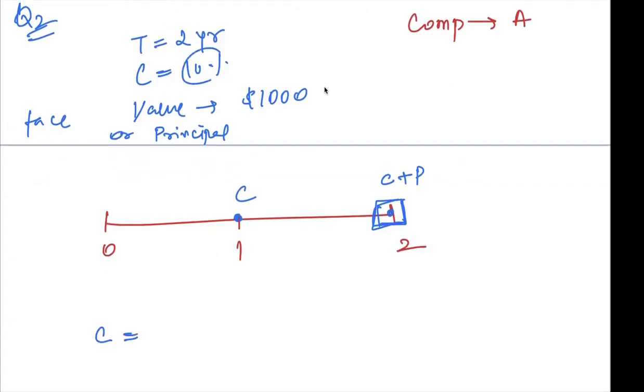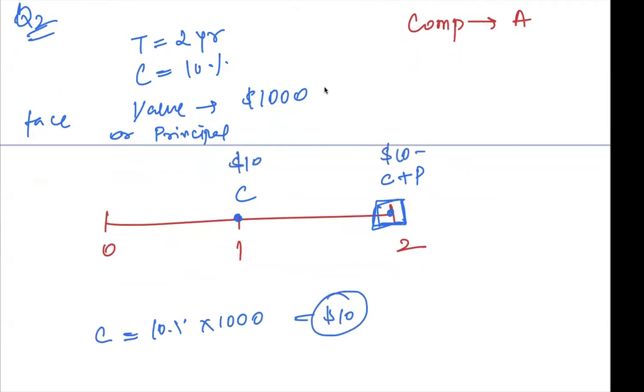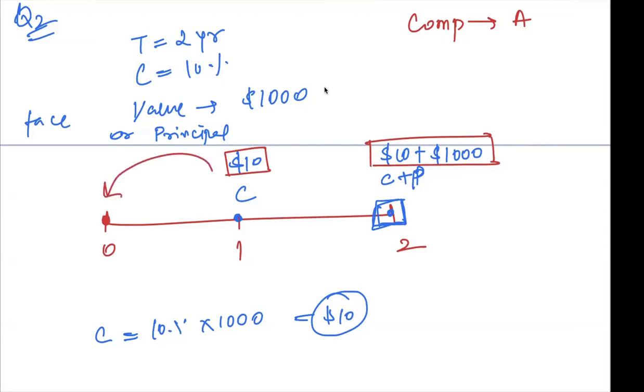So what is your coupon? It is 10% multiplied by 1,000, which is nothing but $100. So you'll receive the coupon here, and here you'll receive the coupon plus $1,000, which is your principal. Now tell me one thing. This you are receiving at 1 year, and this money you are receiving at 2 years. But we need to find what we are receiving as of now, right? So we need to do discounting.